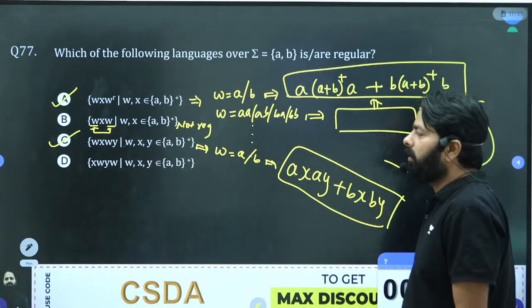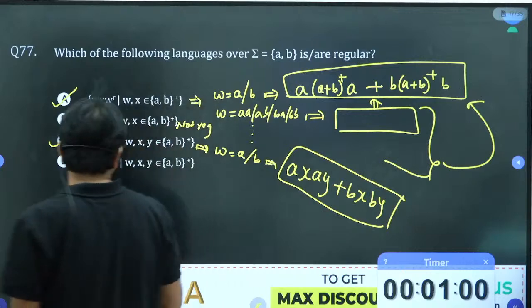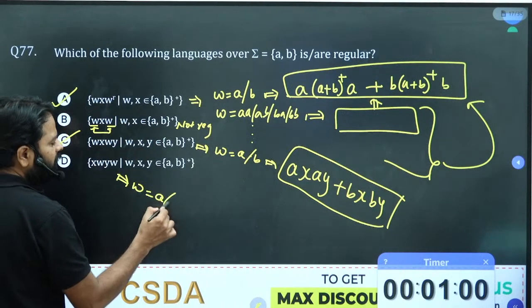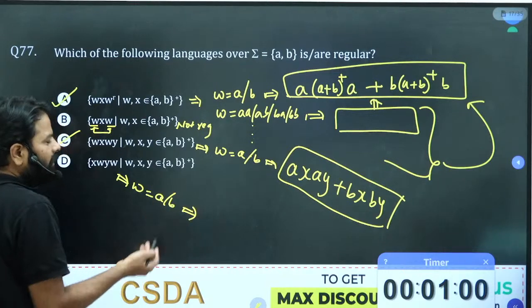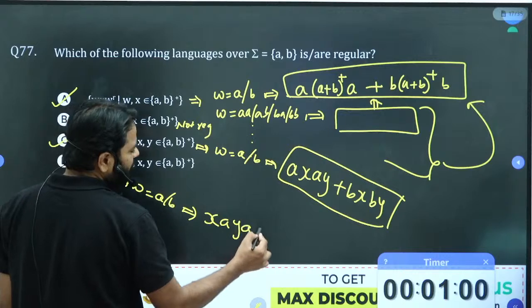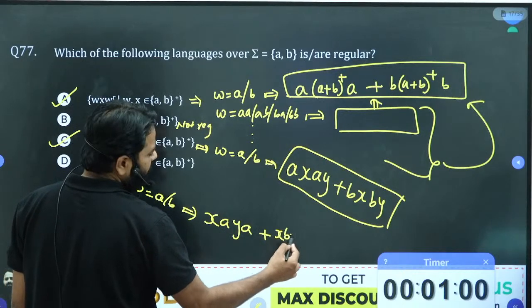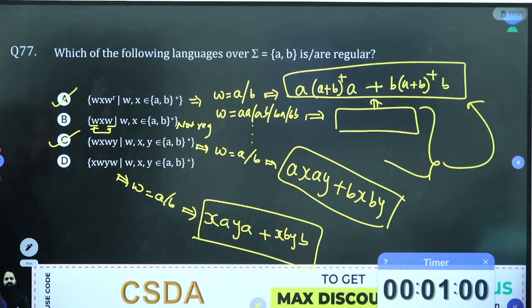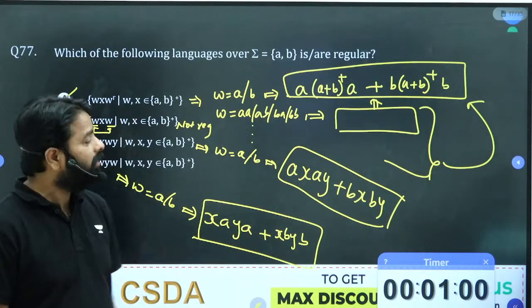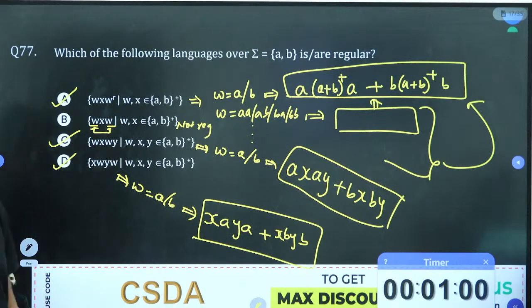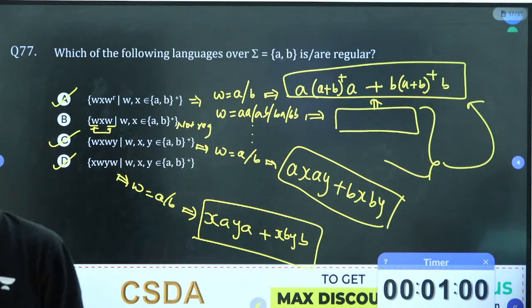Okay, and this one also, when you put w as the smallest one, every other w is covered by this one. That's why you don't need other w's. Here x a y a, whatever you get, and x b y b, this is going to cover every string of the language. If it is not going to cover, you should work out whether it is regular or not. Okay, and A, C, D are regular languages.